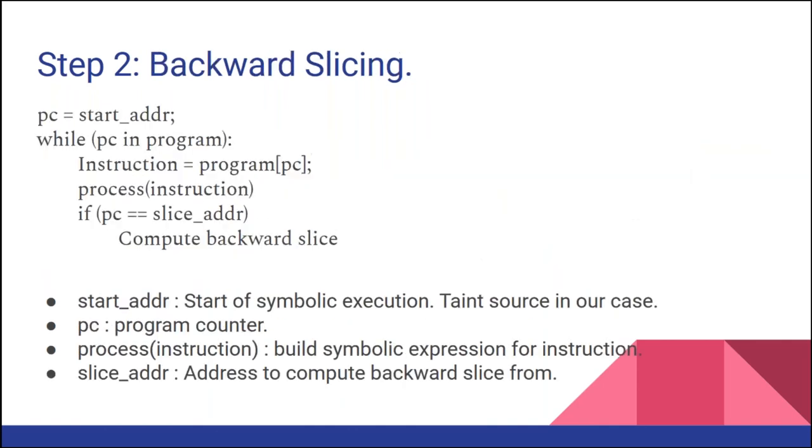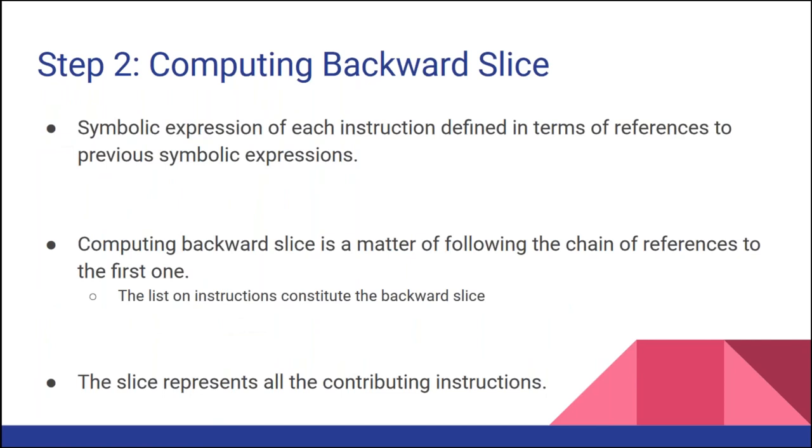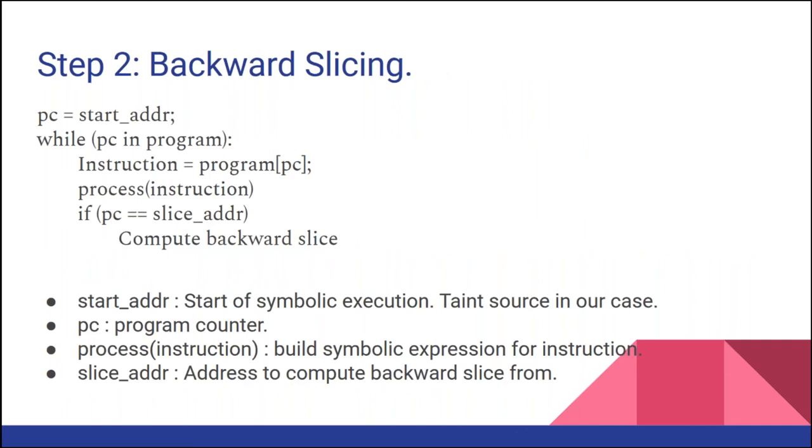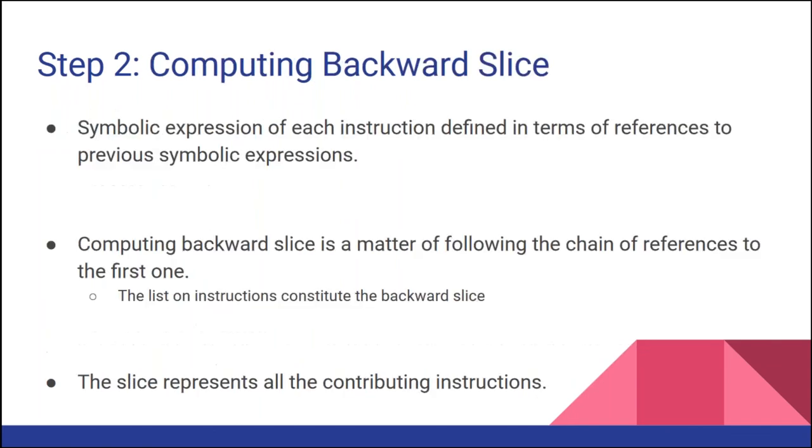So finally, we reach the point where we're in a position to perform the backward slice. The pseudocode for performing the backward slice is straightforward. We start at a given address. We continue symbolically executing each instruction until we reach the point from which we want to compute the backward slice. Once we reach this point, we can compute the backward slice, which gives us all of the previous instructions that contributed to the value at that point. What this allows us to do is isolate the virtualized algorithm from all of the VM machinery, so that we can look at the data manipulations that happen in order for the obfuscated routine to generate its output.